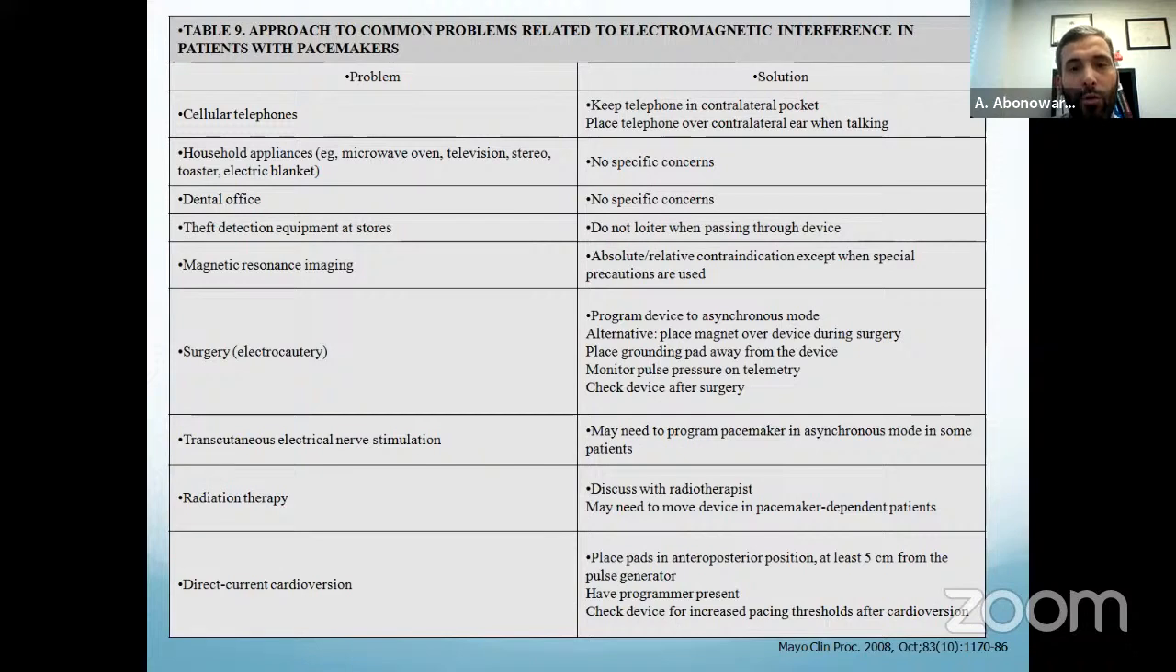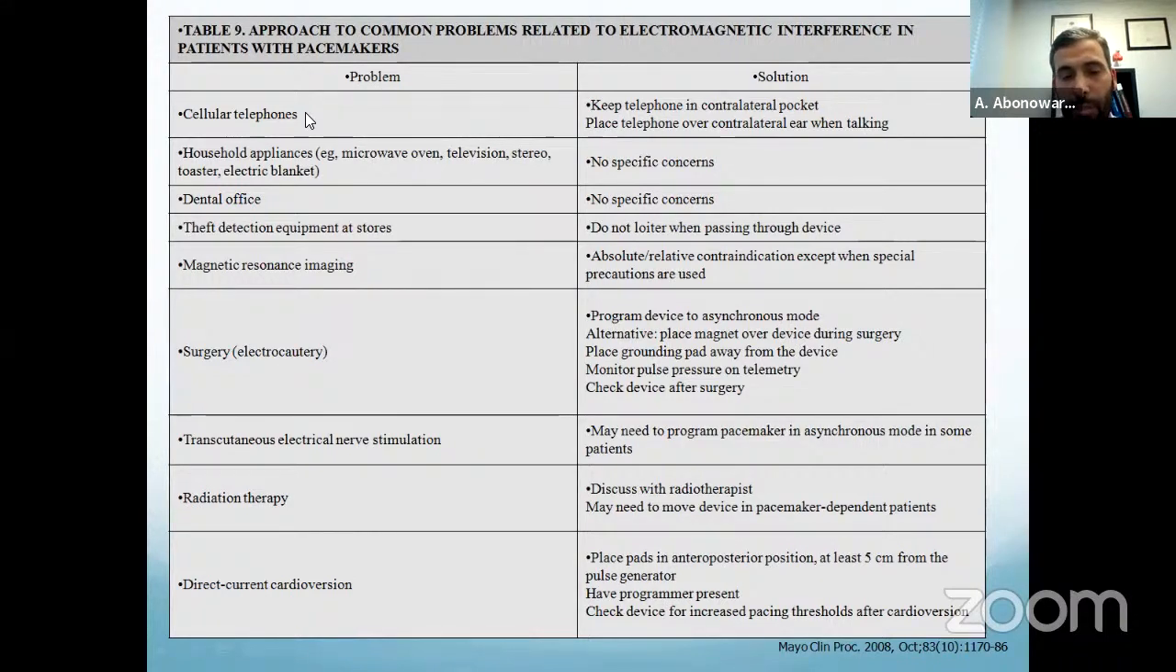Common questions about pacemakers, like the patients will ask in the emergency department or somewhere else. They can use cell phones. Cell phones are okay. Appliances like microwaves and televisions, definitely okay. Dental procedures, no issues.